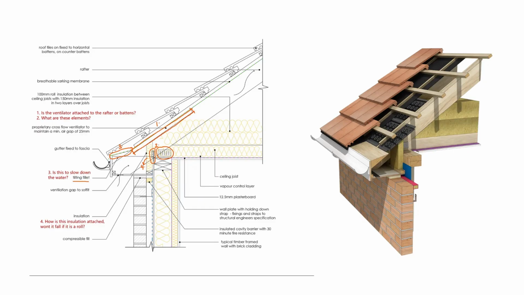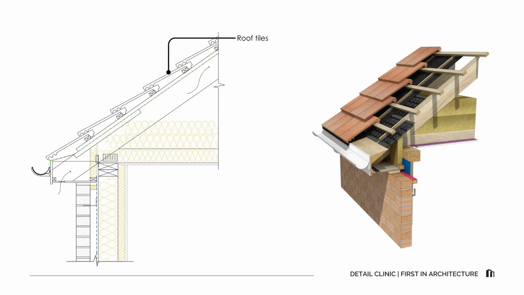So let's take a walk through this detail. Starting from the outside, the roof is finished with tiles on battens, and beneath that is the roof underlay or breathable sarking membrane. This layer is part of the weathering strategy. It backs up the tiles and helps manage any wind-driven rain that gets past the roof tiles. At the eaves, the roof build-up meets the wall and the gutter line. This junction is also where the ventilation path is formed. So in a cold roof, we want a continuous ventilated void above the insulation so that air can move through the roof space and reduce condensation risk.